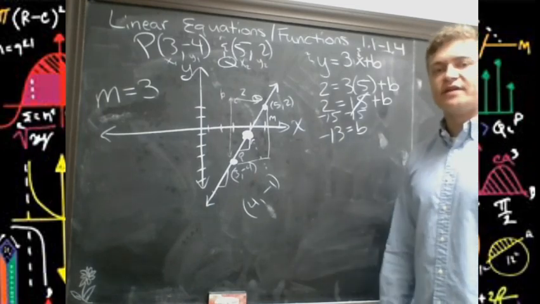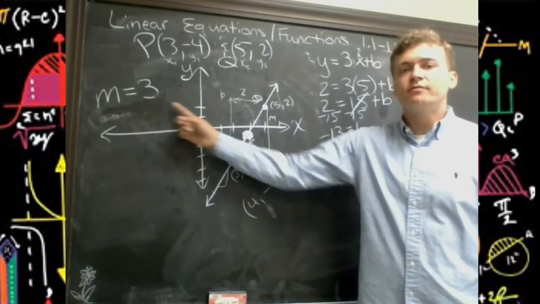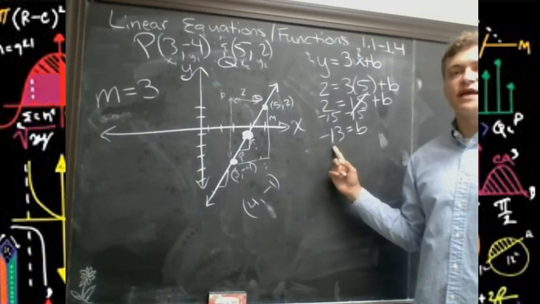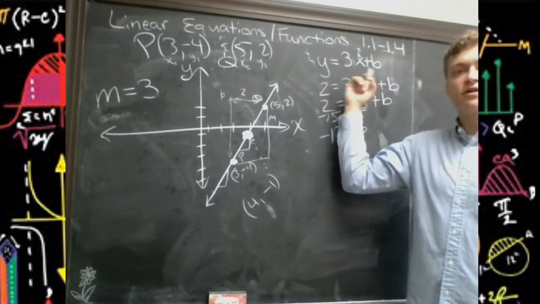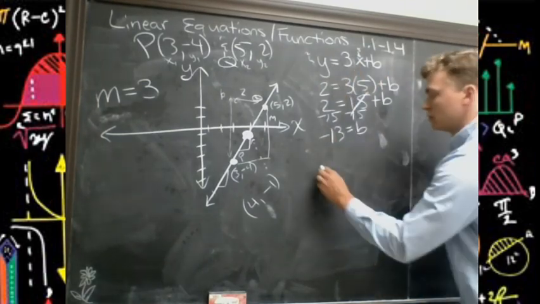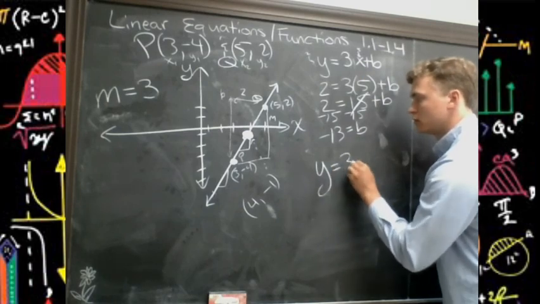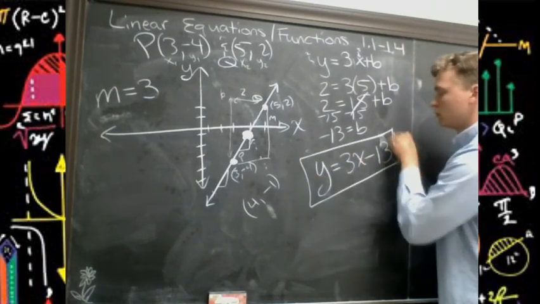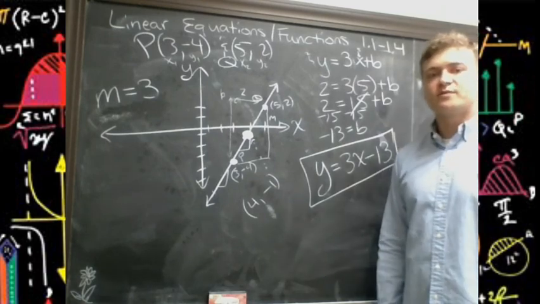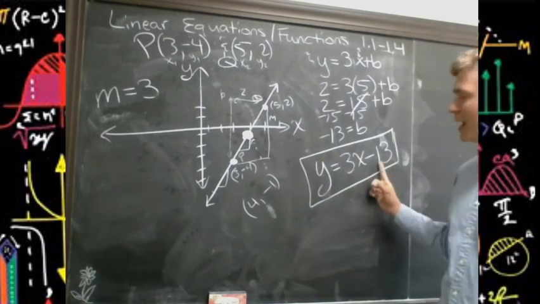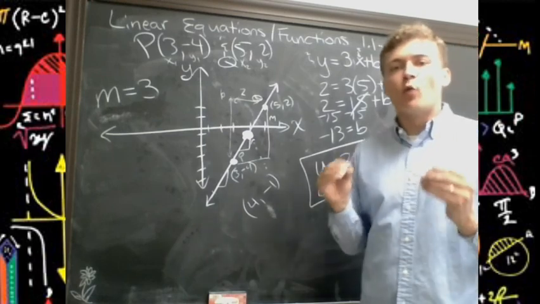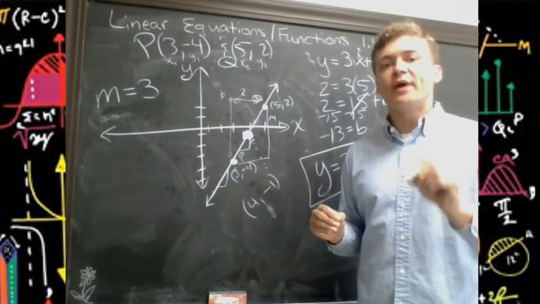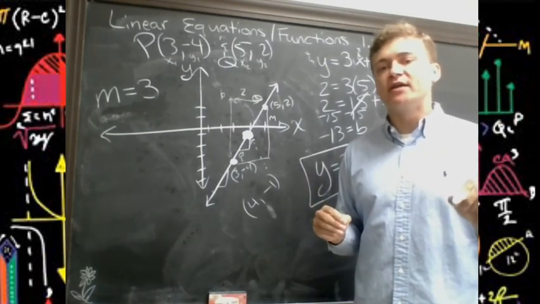b is negative 13. If our slope is 3, and the value of b is negative 13, what is our linear equation? y equals 3x minus 13. Notice what the minus 13 tells us. Our y-intercept is the ordered pair 0, negative 13.